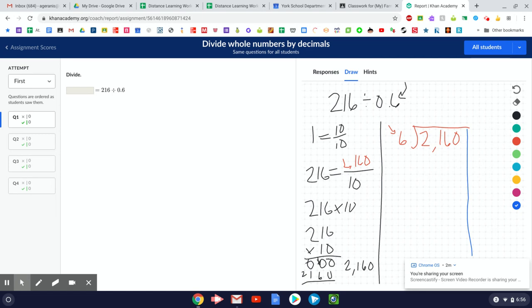Well, 6 times 100 would be 600. There definitely are, but that's not big enough. We're not even close to 2,160. So let's double it. Are there 200 6's? That would be 1,200. No, we need more than that. What about 300 6's? 3 times 6 would be 18, 1,800. Let's use 300 6's to start. 300 times 6, well, 3 times 6 is 18 with 2 zeros. So there we go. Now we can subtract that away.